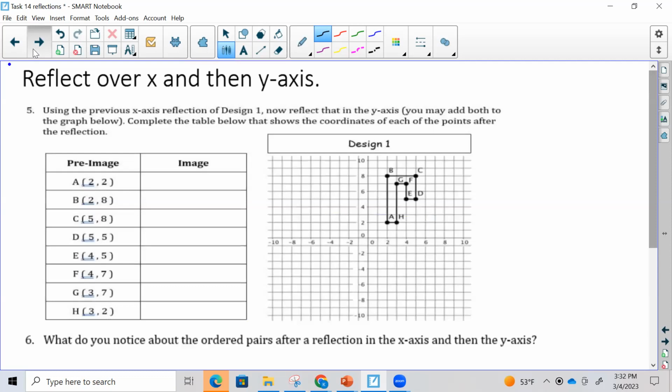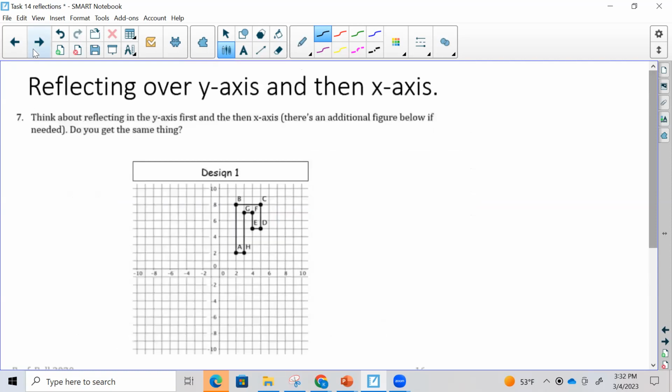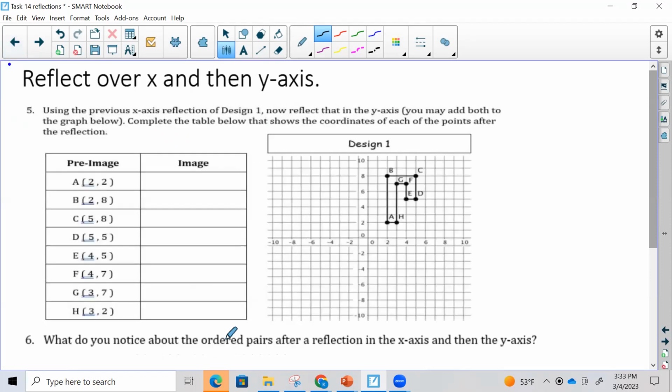And then you're also going to do question 7. For question 7, after you watch the video on how I did question 5 and 6, you want to do 7. It says, think about reflecting in the y-axis first and then the x-axis. Do you get the same thing as what you did in question 5?